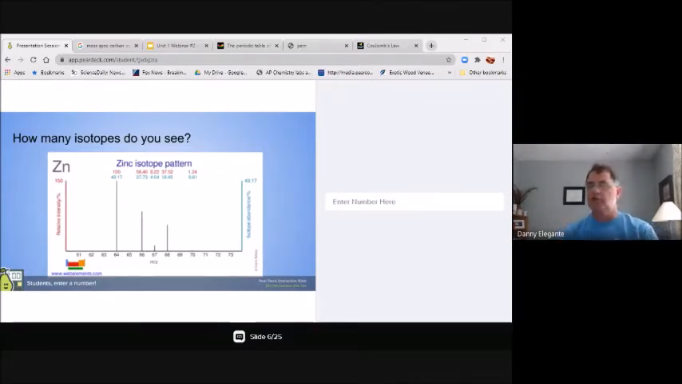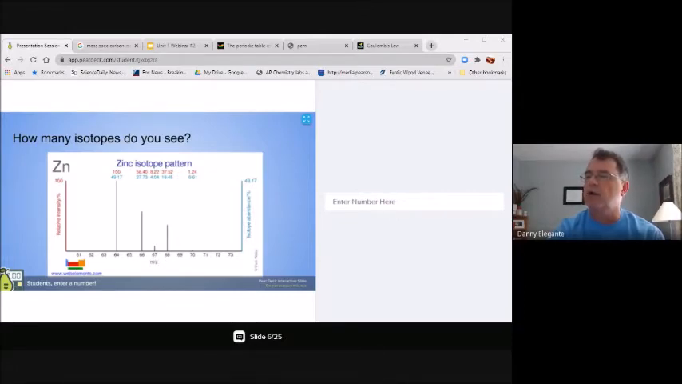All right, so most of y'all guessed 4 or 5, and that's right. I was trying to trick y'all that it was 4, but if you'll notice, there are 5 actual peaks. There's one here at 49.17. The isotope zinc 64 is the tallest one. Then you have one at 66, one at 67, and one at 68.